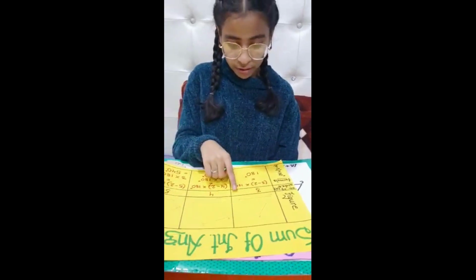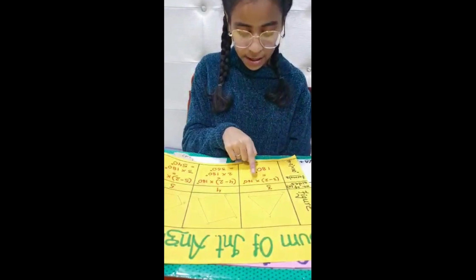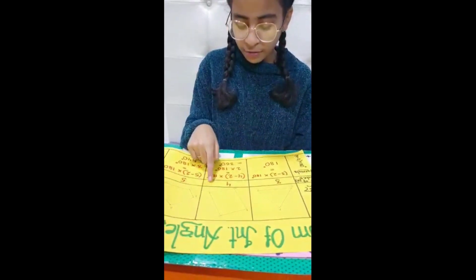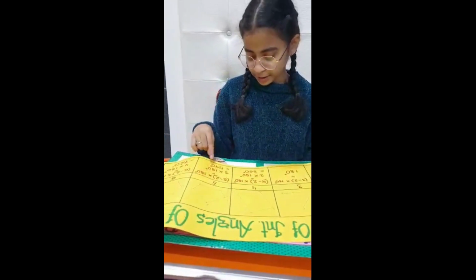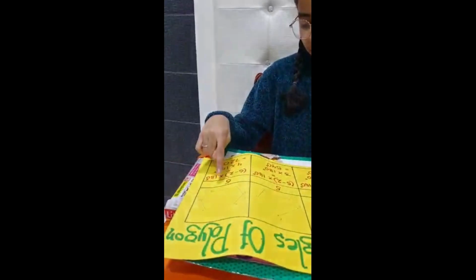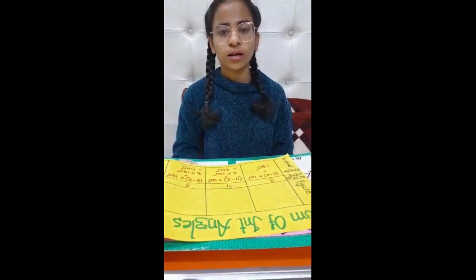So in a triangle, the sum of interior angles is 180 degrees, and for a quadrilateral it is 360 degrees, for a pentagon it is 540 degrees, and for a hexagon it is 720 degrees. So this is how you can calculate the sum of interior angles of any polygon.